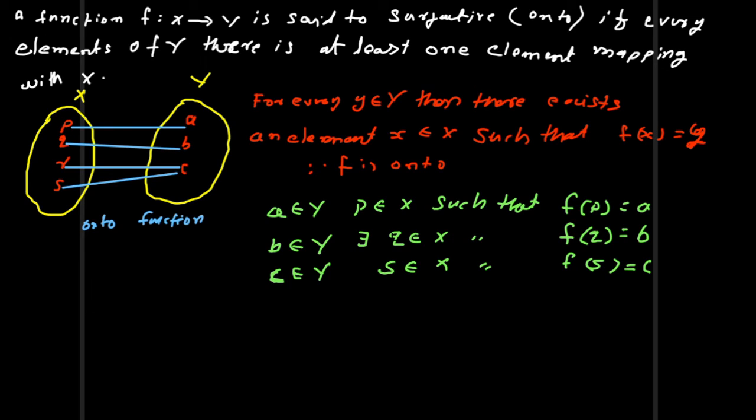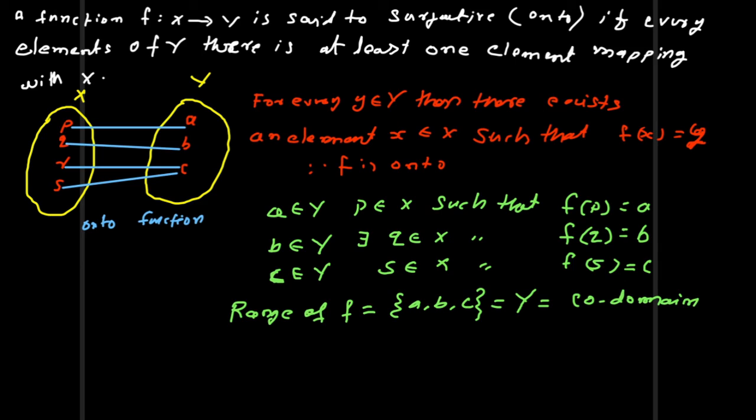Then here, what is the range of f? The range set is the mapping elements a, b, c. The set {a, b, c} is equal to the entire set Y, and this set Y is called the codomain.